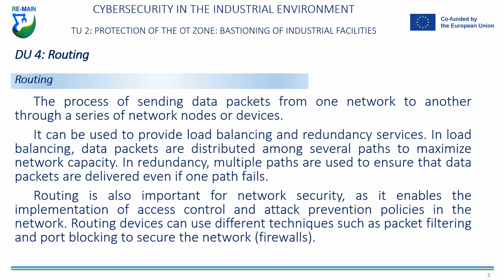This process is based on information stored in the router's own routing table, which contains information about the networks directly connected to that router and the best route to reach them. Routing can also be used to provide load balancing and redundancy services. In load balancing, data packets are distributed across multiple paths to make the most of network capacity. In redundancy, multiple paths are used to ensure that data packets are delivered even if one path fails.